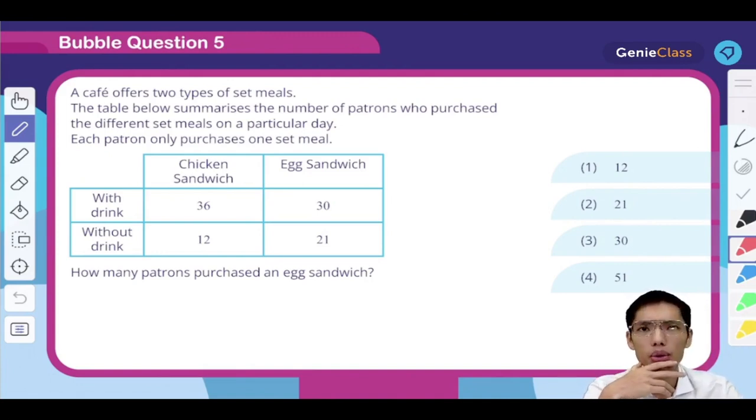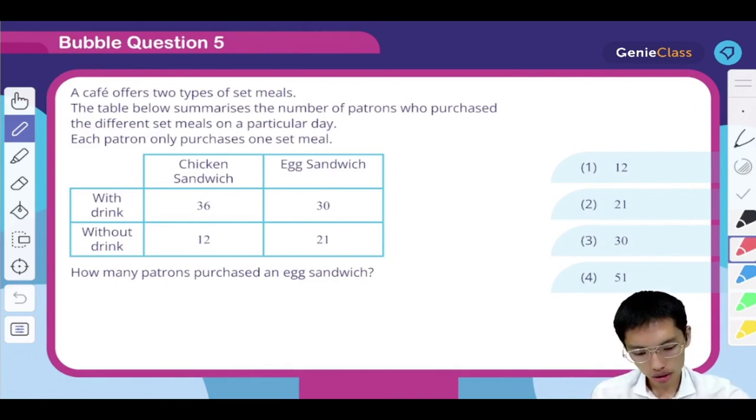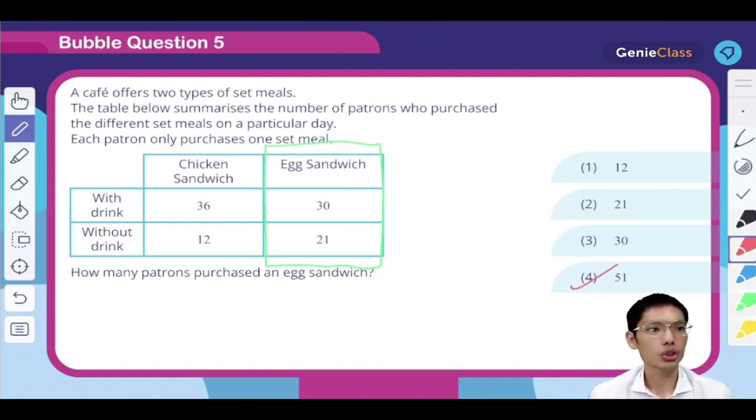Okay, in fact, you realize the bubble questions are not really about whether your concepts are strong or not. They are mainly to trigger your thought process when we answer the questions in the mock paper. Five more seconds. Okay, most of you got it right. That's good. We look at the egg sandwich and realize it follows this column. Do not get confused. Some of you may have read the wrong numbers. So for egg sandwich, add them up, 51. That is the notion.